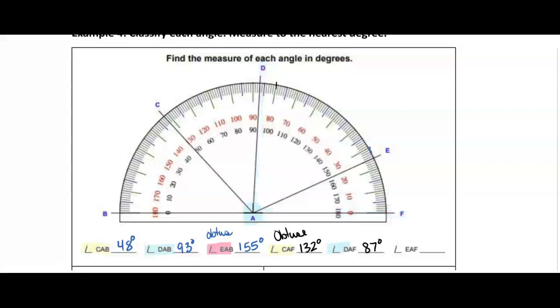And then same thing with my EAF. We'll start at E, go to A, and then to F. So this is clearly an acute angle. So I should get a number under 90 degrees. My center is at the vertex A. My arm is lined up with a 0 on the red scale. So I'm going to read up the red scale and get an answer between 20 and 30. I see that it's 21, 22, 23, 24, 25 degrees.